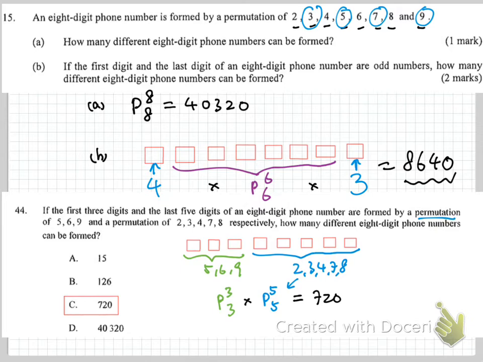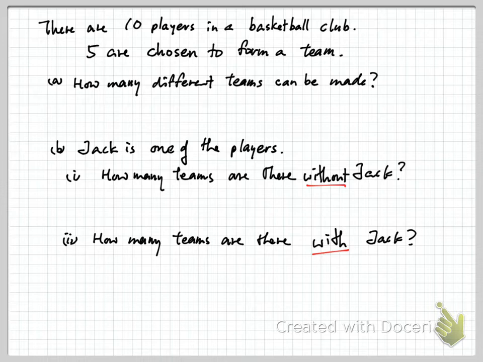Let's look at some cases that are more likely a combination, right? Now here is another example. There are 10 players in a basketball club, alright? 5 are chosen to form a team. So how many different teams can be made? If you choose players to form a team without specific roles, then it is a combination, alright? Because there's no role in the team.